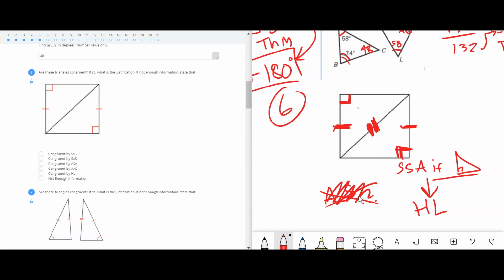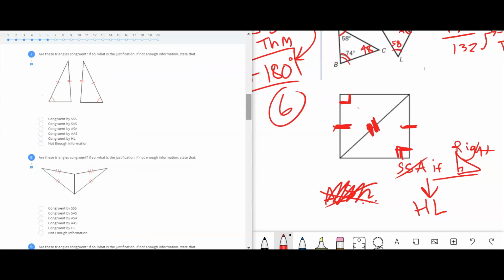Okay? So again, if it looks like the bad A word, don't write it. If it's right, then you're going to put it as HL. Over here, it's congruent by HL. All right? If you have a right angle, you know it's a right triangle. All right? HL, if it's side-side-angle with a right angle.